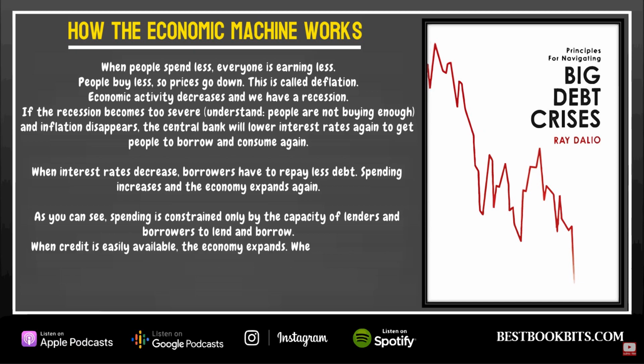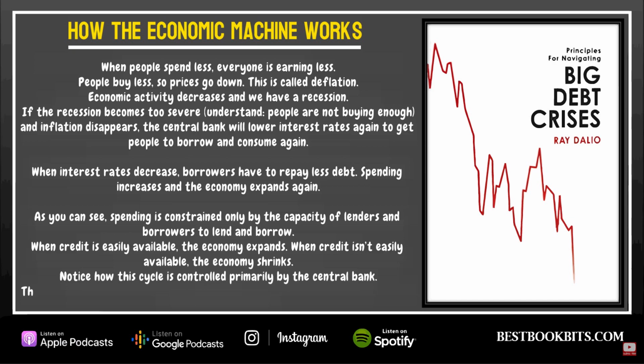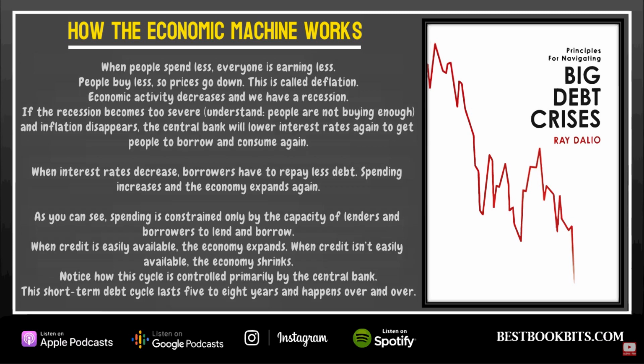When credit is easily available, the economy expands. When credit isn't easily available, the economy shrinks. Notice how this cycle is controlled primarily by the central bank. The short-term debt cycle lasts 5 to 8 years and happens over and over.